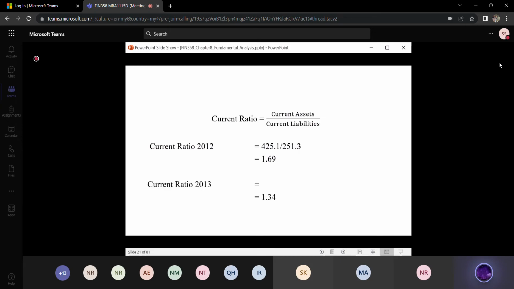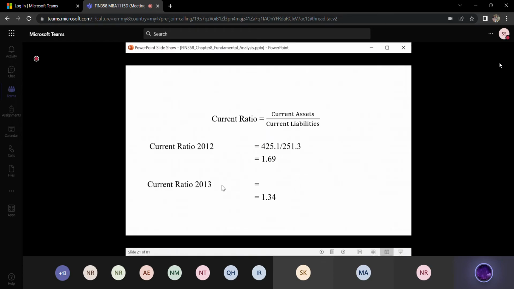Okay, so for example we have the current ratio for year 2012. I give you the year 2012 current assets; we look in the balance sheet under current assets. It is the same with current liabilities. So you just copy down the numbers and then divide. You will get 1.69 for year 2012.